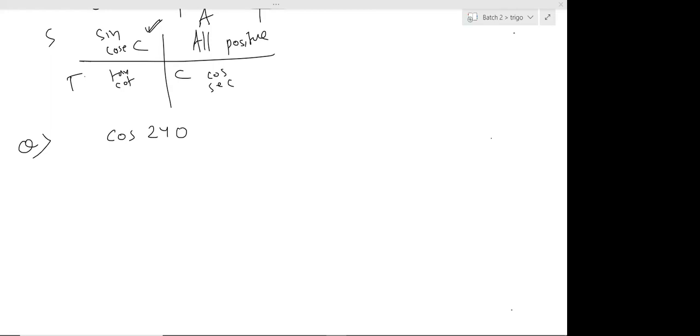Rahman, if n is even, that is case 1, and in case 1, cos remains cos, sine remains sine, everything remains the same. All right, if n is even.